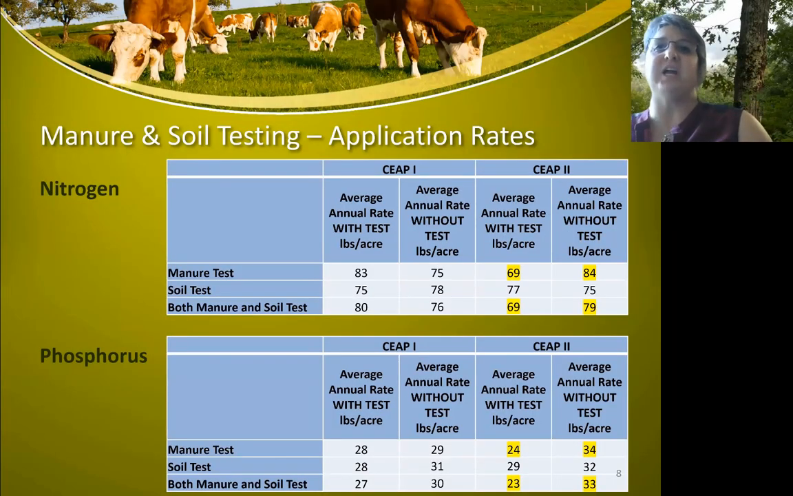When we look at the average annual N and P application rates between acres with and without tests, in SEEP 1 we really didn't see much difference between the two categories. But by SEEP 2, it was apparent that manure testing was definitely causing producers to decrease their application rates. For both N and P applications, rates decreased at least 10 pounds per acre with the manure testing. So that's good news that they are keeping that in consideration and adjusting their application rates accordingly.